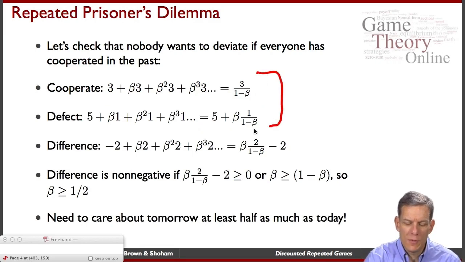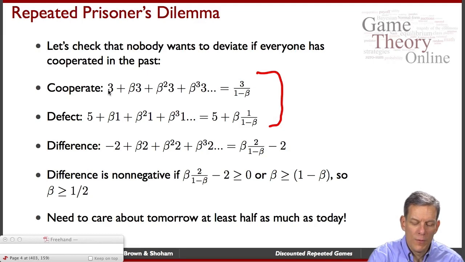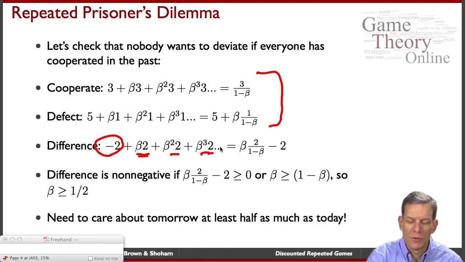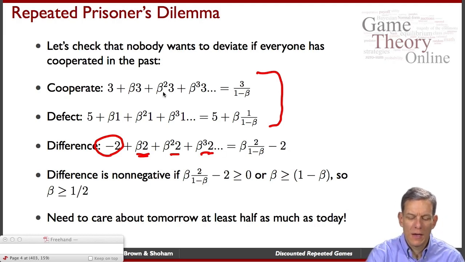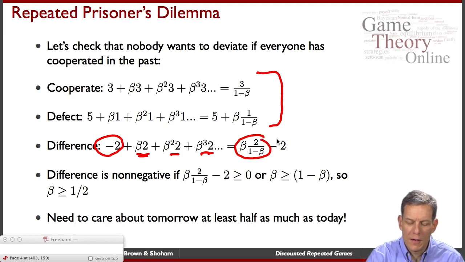We can look at the difference between these. If I stay cooperating instead of defecting, I'm giving up 2 today. I could gain by defecting, but then I keep the benefits of cooperation in the future. So I don't ruin things, and that means I'm getting a bunch of 2s extras in the future. And so when you look at this, the value of this is beta times 2 over 1 minus beta minus the 2 I'm foregoing today.